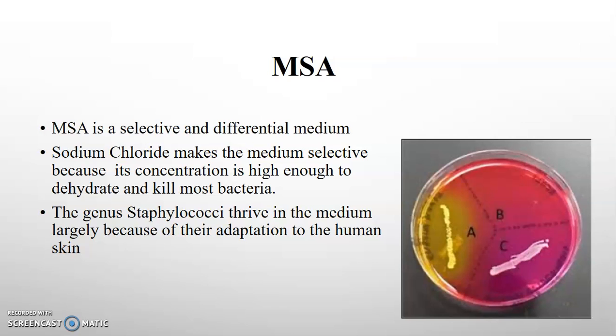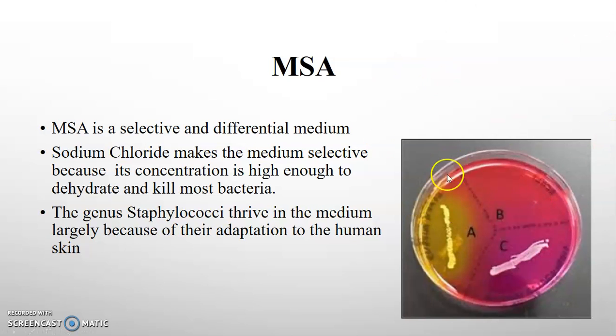So mannitol salt agar is one of those plates that's actually a combination of selective and differential properties. So we're going to first talk about why it's selective. A mannitol salt agar plate is selective because of the salt. The salt allows only Staphylococcus bacteria to grow. Doesn't matter what type of Staphylococcus. Could be the dangerous Staphylococcus aureus or the friendly Staphylococcus epidermidis. It just allows all different types of Staphylococcus to grow.